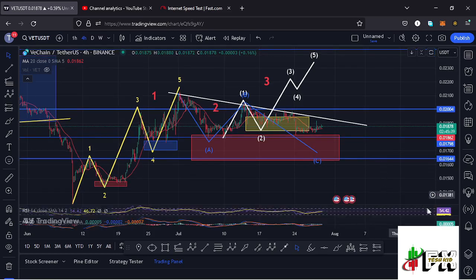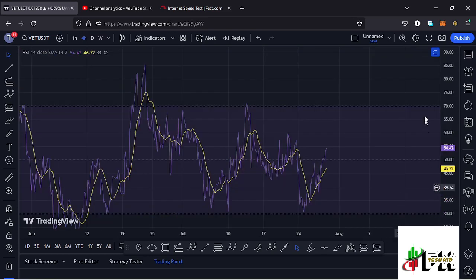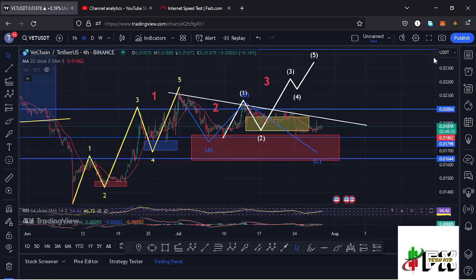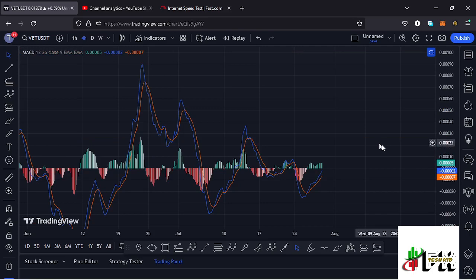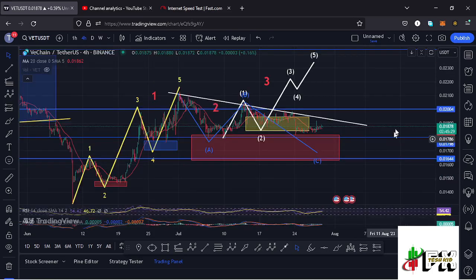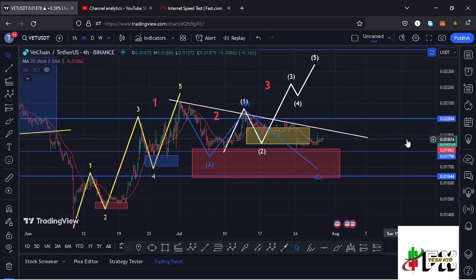Also taking a look at the indicators, on the RSI we are trading at around the 54 mark, fully supporting higher prices. On the MACD, we have been able to print a bullish cross, fully supporting higher prices. So let's be patient and see how that plays out, and I will be keeping you up to date.